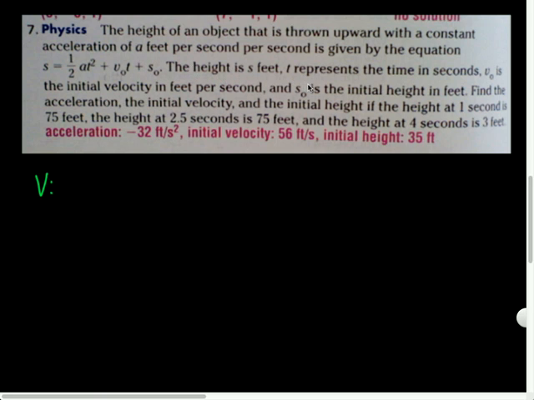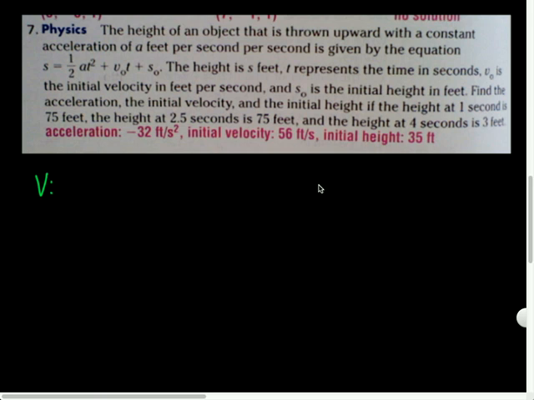It says the height is s feet, t represents time in seconds, v naught is the initial velocity in feet per second, and s naught is the initial height in feet. Okay, so this s, man, I really can't see my cursor. There it is. This s is the height at a given time. So this equation is really written in terms of those variables.